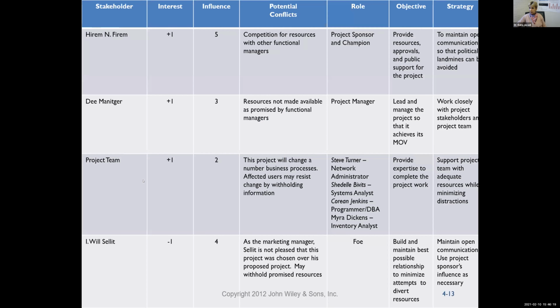So a table like this is a more elaborate version. It has names of people, their interest level, their influence. Just like we shared a few seconds ago, they have +1 for positive interest, -1 for negative interest, and probably 0 for indifference. And they talk about potential conflicts for these stakeholders. They talk about their roles and they talk about the objectives, the things they can do for your project.